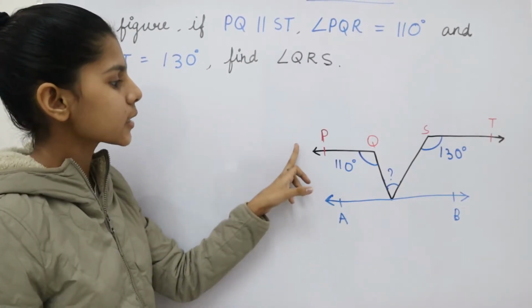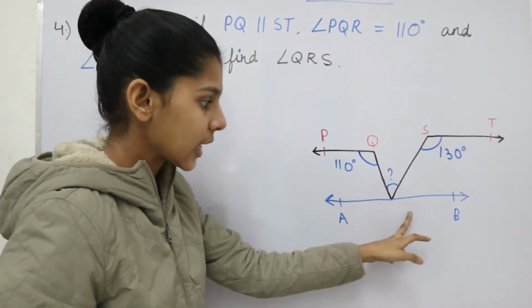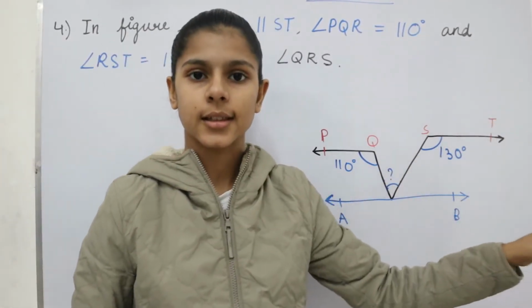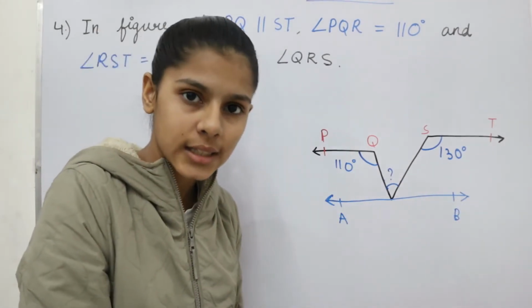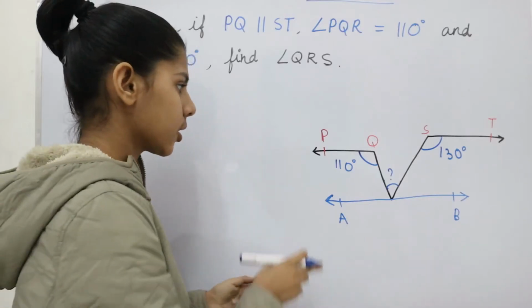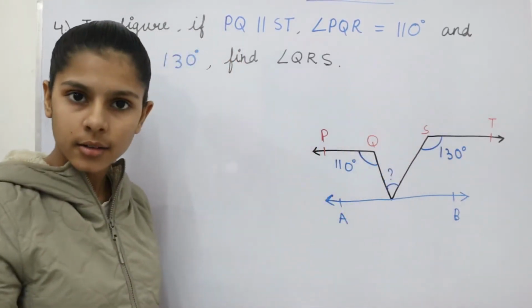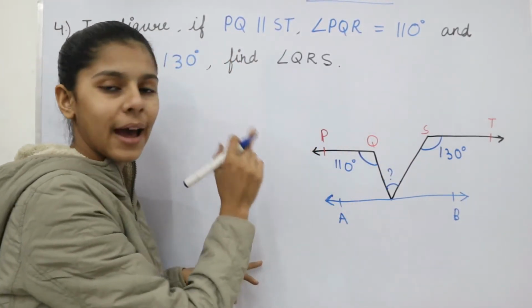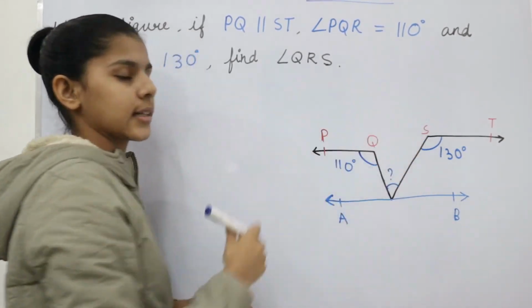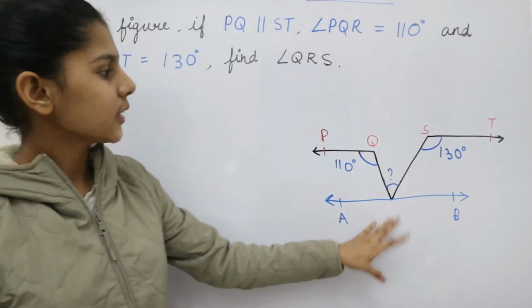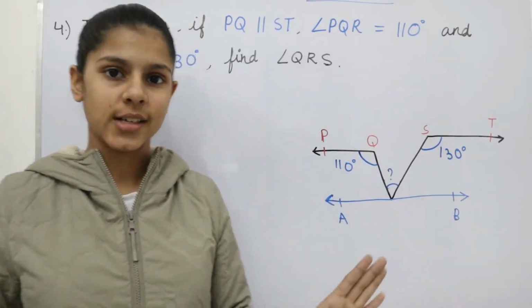So now this line we have constructed is parallel to PQ. So if this line is parallel to PQ, this line will also be parallel to ST. Why? Because we have discussed this law that lines which are parallel to a single line are parallel to each other. PQ and ST are parallel. So a line which is parallel to PQ will also be parallel to ST, because these both lines are parallel. So all the three lines are parallel to each other.